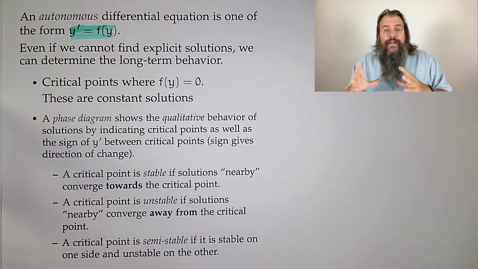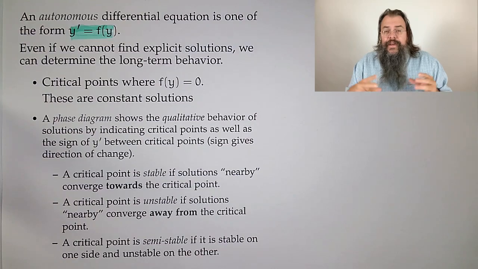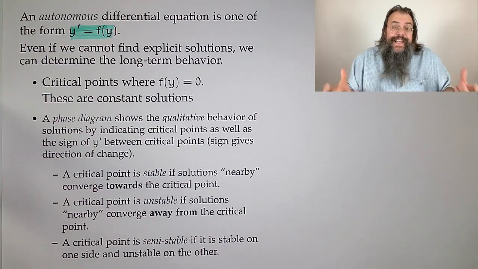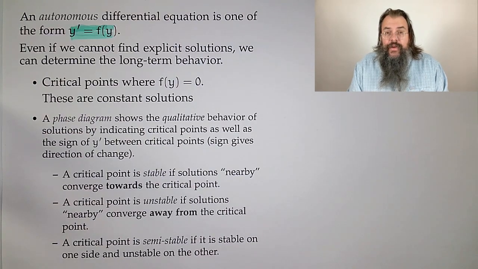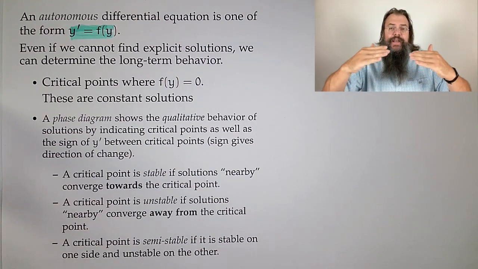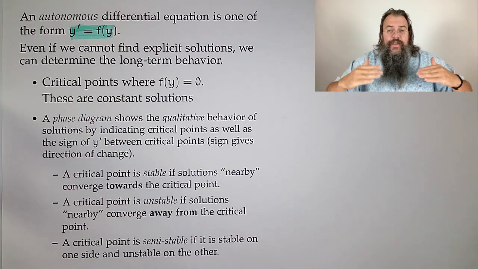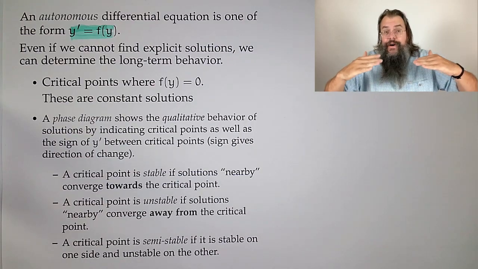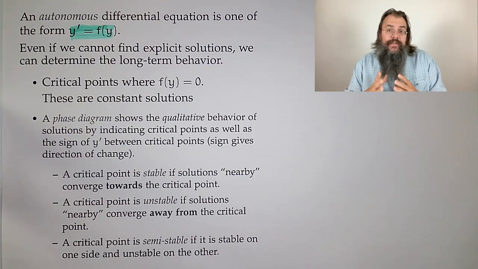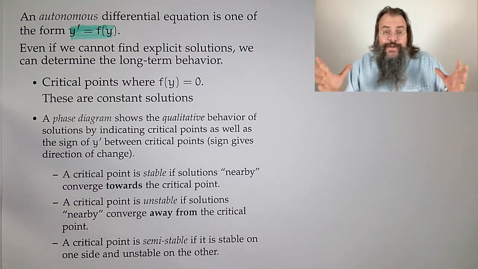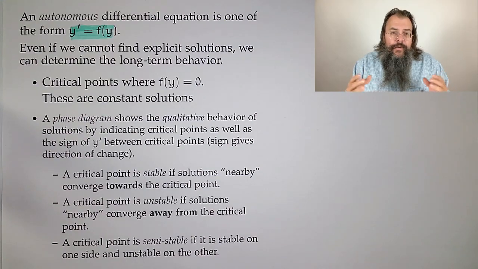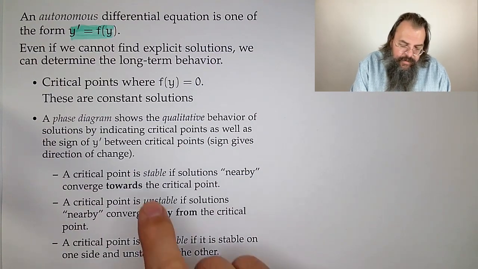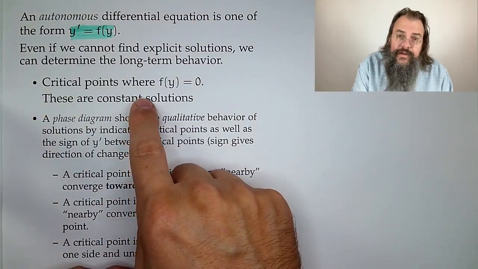So, great. Okay. So, what can we say? Well, it turns out that in this scenario, we can actually say things about the solutions even if we can't find them explicitly. What we can do is we can say, well, we understand the behavior. Basically, we can say, hey, do I go up or do I go down? And we can use that to say what happens in the long term. So, we are going to talk about our critical points.